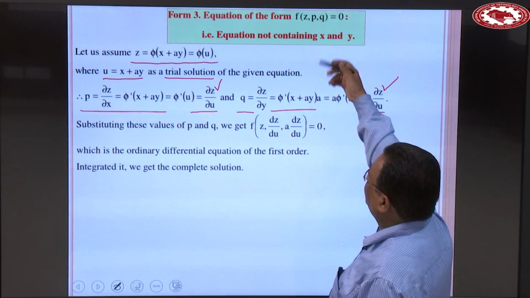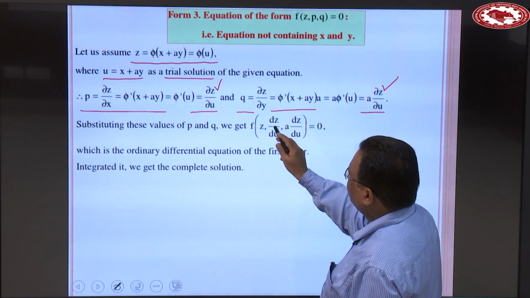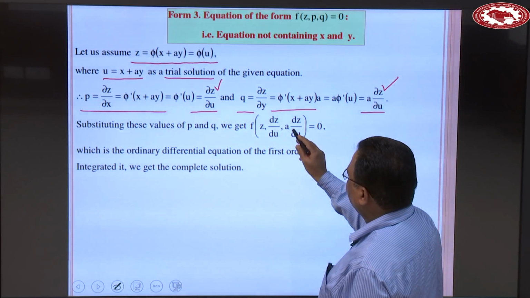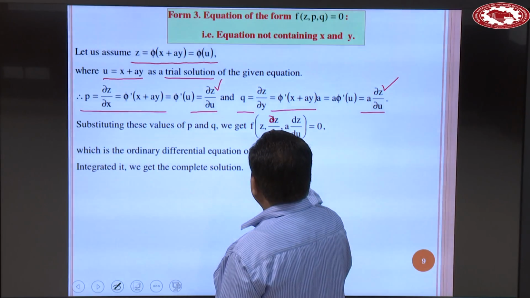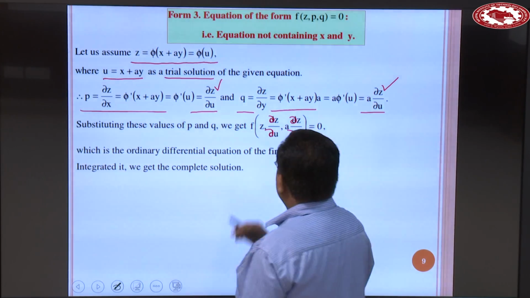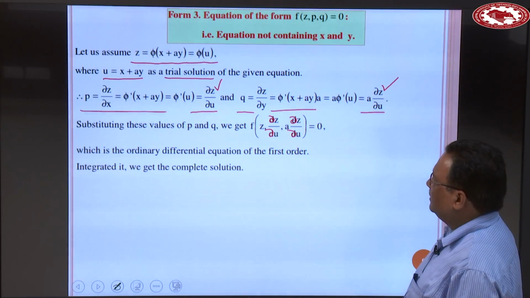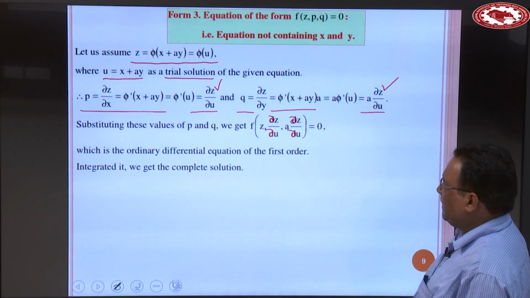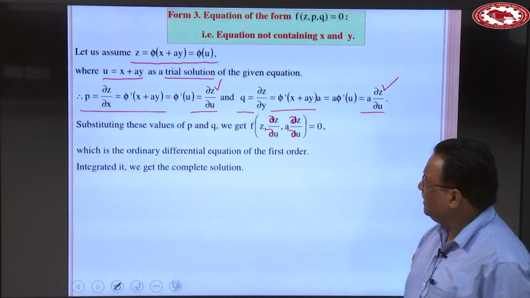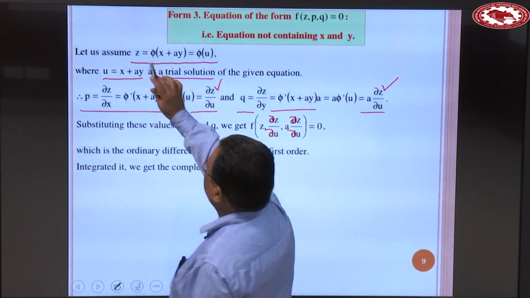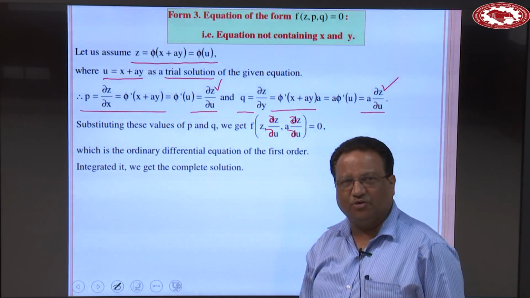Then you will get this function of z p q is equal to 0, means function of z, p is curly z over curly u and a curly z over curly u. So this one is curly, okay, curly, not d, curly z over curly u and curly z over curly u. Now, but here one important point is, okay, here if you see z is a function of only one variable u, right?